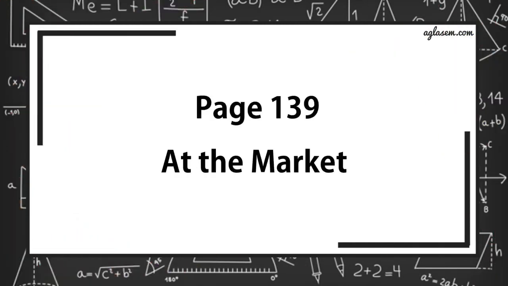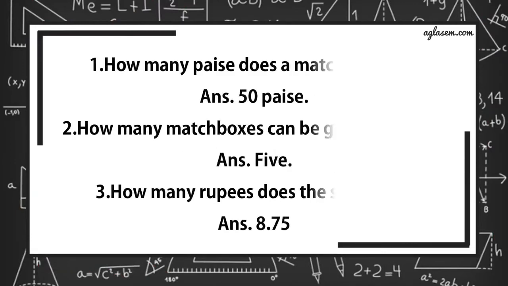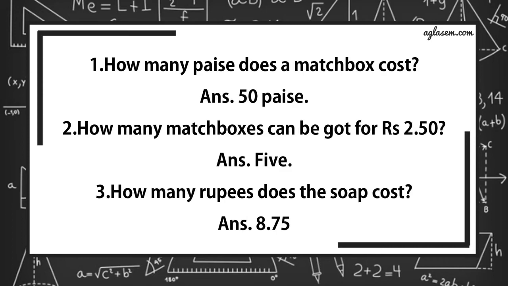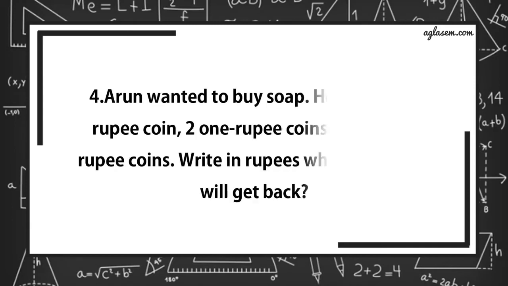Now turn to page number 139. At the market. Here question number 1 says, how many paise does a matchbox cost? Answer is 50 paisa. Further, question number 2 says, how many matchboxes can be got from rupees 2.50? Answer is 5. Further, question number 3 says, how many rupees does the soap cost? Answer is 8.75.